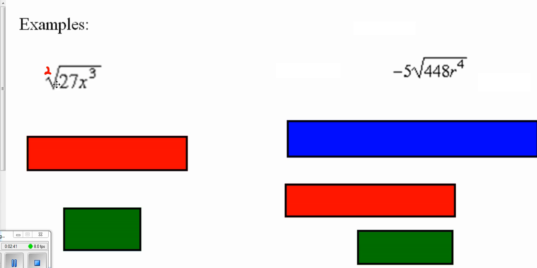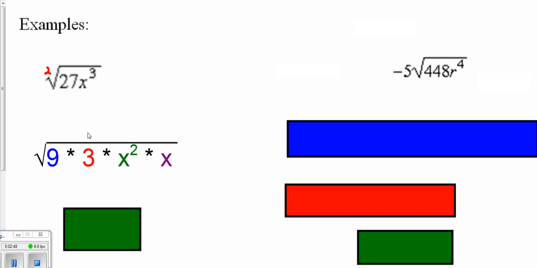So we need to first factor all of these into powers of 2. So 27 we can break down into 9 times 3. X cubed we can break into x to the power of 2 and x to the power of 1. So it's kind of a hidden power of 1 there. If there's nothing written there, it's just a power of 1. 9 is actually the same as saying 3 squared. We know that from our list of squares.